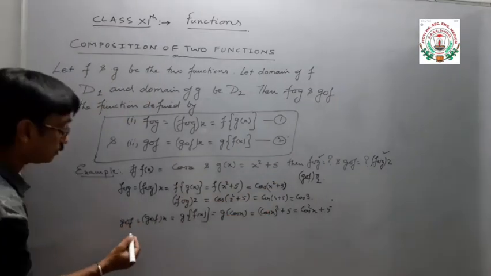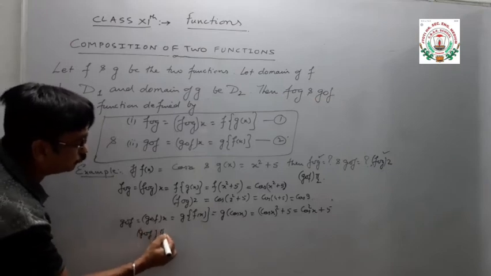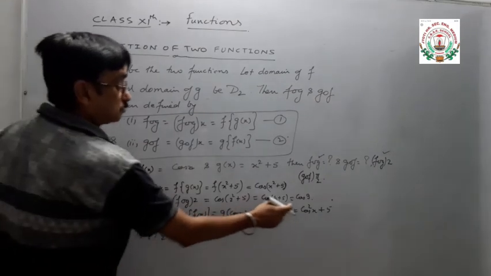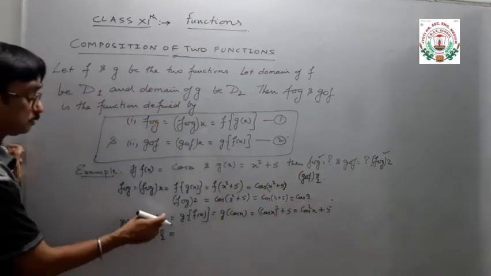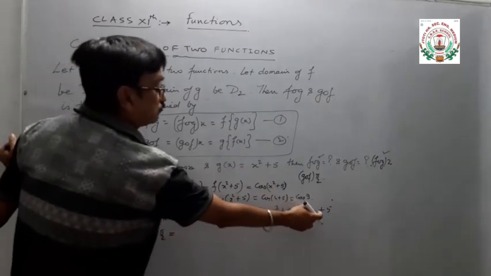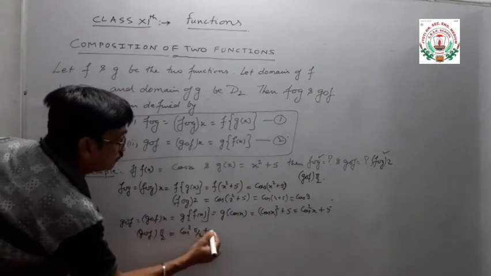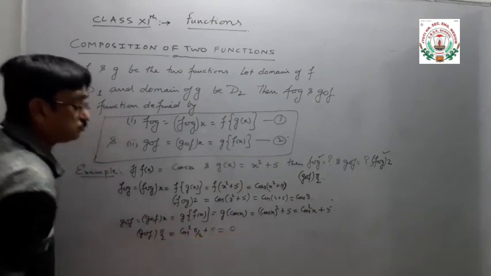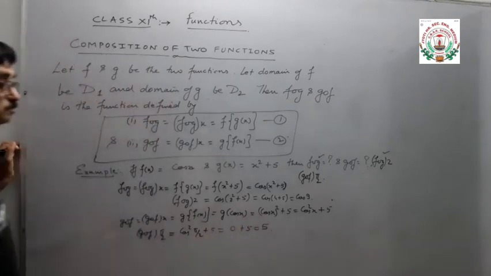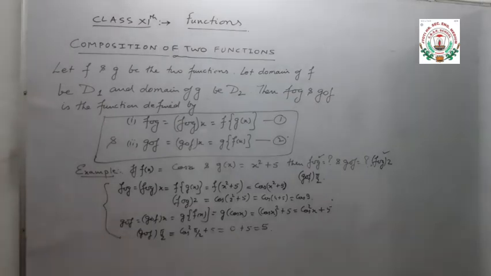Now I have to calculate g operation f at pi by 2. Now already I have found the value of g operation f of x is equal to cos square x plus 5, but in place of x now I want pi by 2. So last value जो आई है cos square pi by 2 plus 5, as cos 90 is 0, so 0 plus 5 is equal to 5. So that is our answer. So be careful while solving these questions.